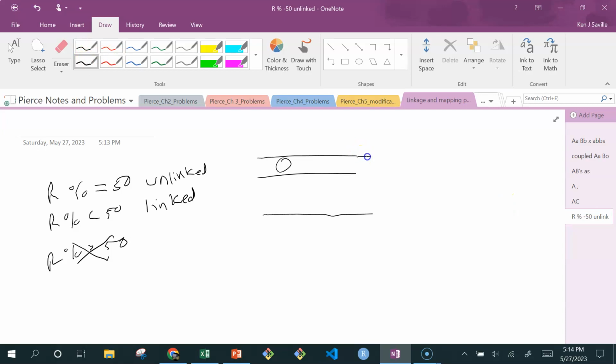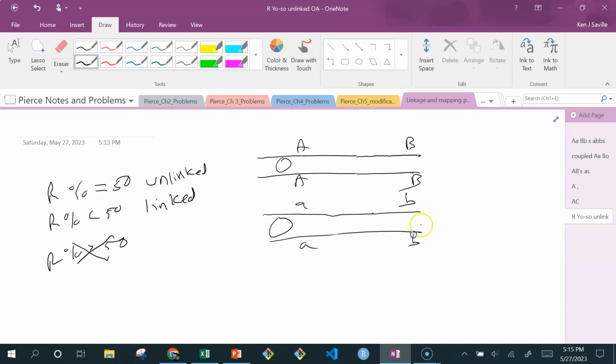I need a little room there. So let's pretend that these genes are really far apart. That means we're going to start to get a lot of crossing over between there.